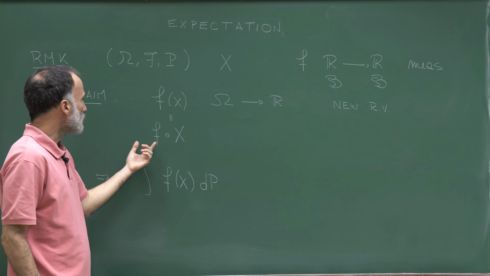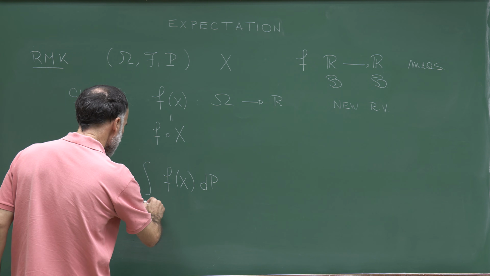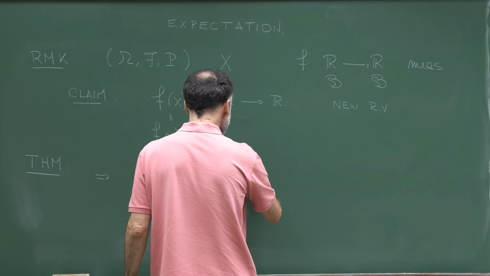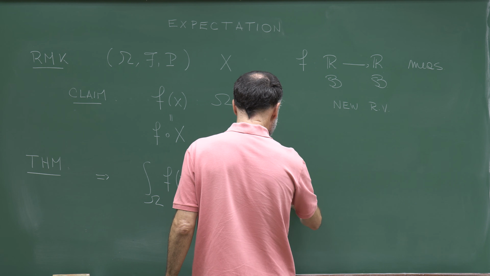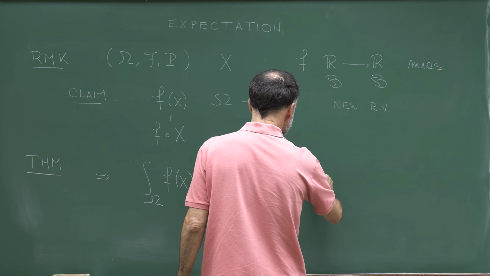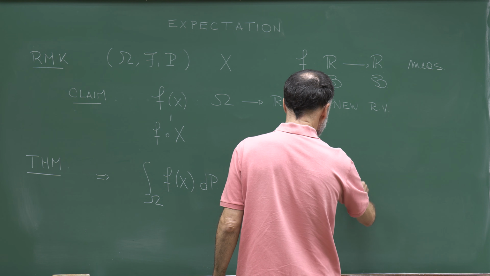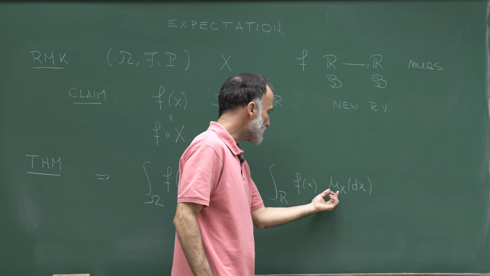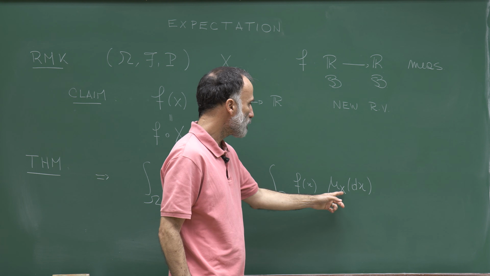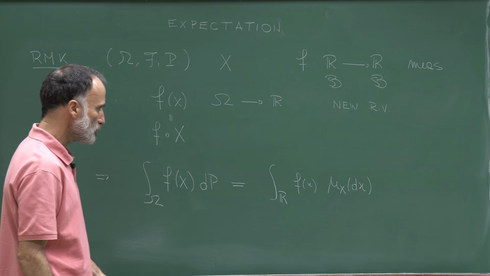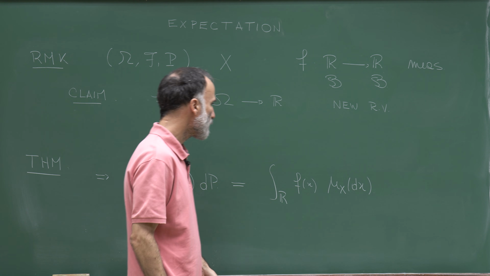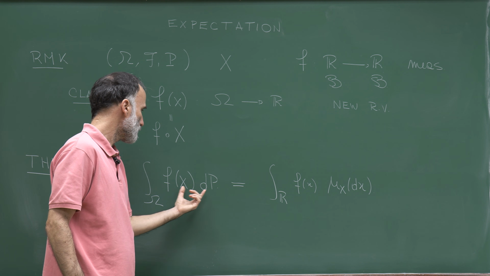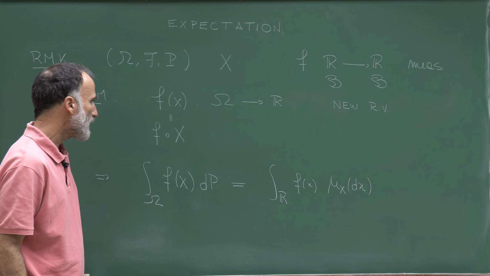So here I'm taking just f, applying x, and considering the integral of this object on omega, that this is equal to the integral on R now of f(x) mu_x(dx). So here mu_x is the probability distribution of the random variable x. So this is a measure on R, and what I'm asking you to prove is that this integral is equal to that one.